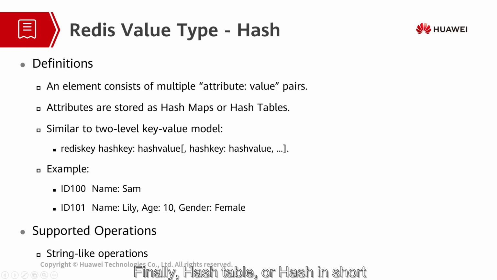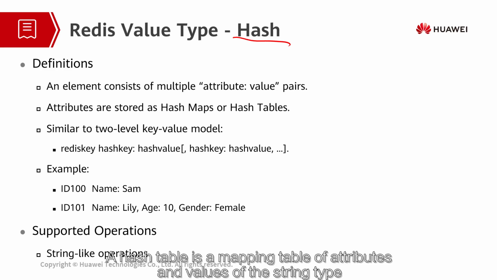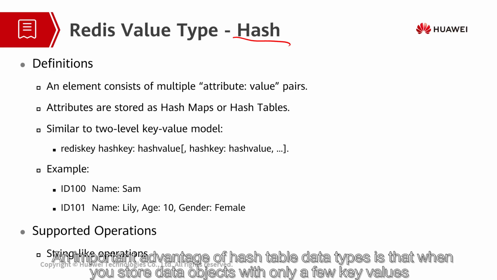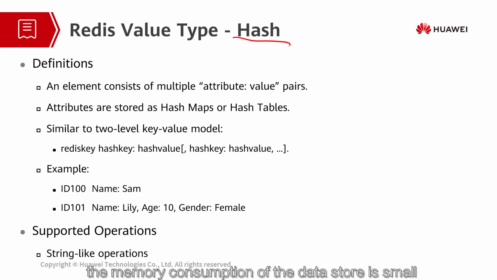Last one, hash table, or hash in short. A hash table is a mapping table of attributes and values of the string type. An important advantage of hash table data types is that when you store data objects with only a few key values, the memory consumption of data store is small.